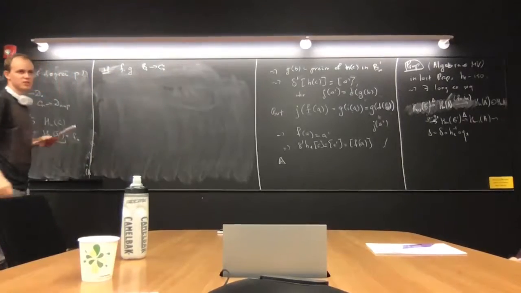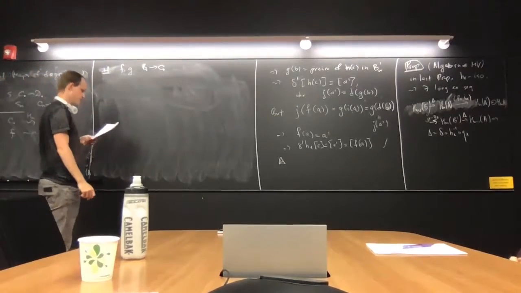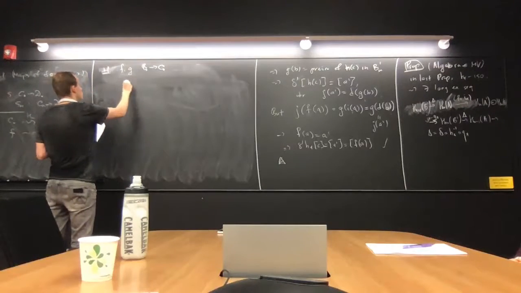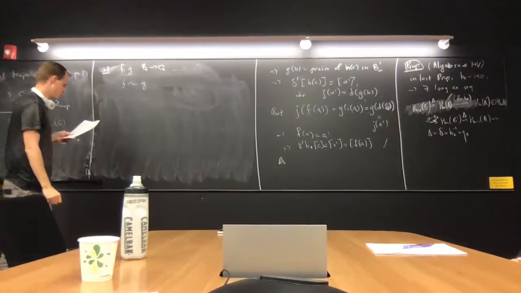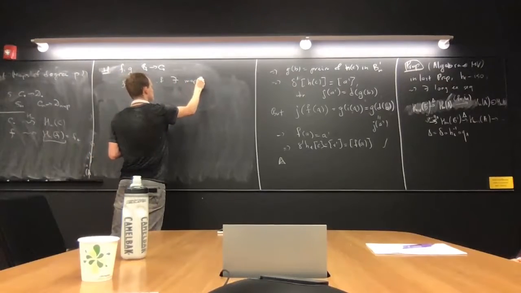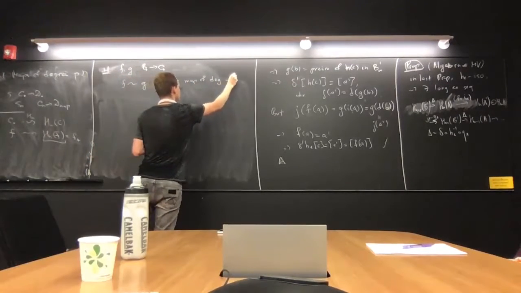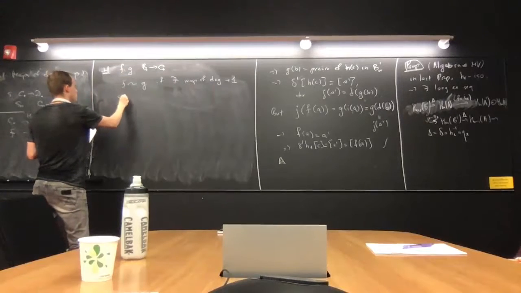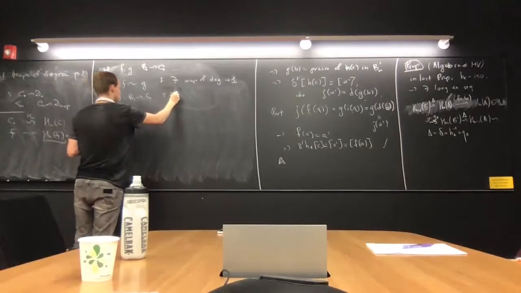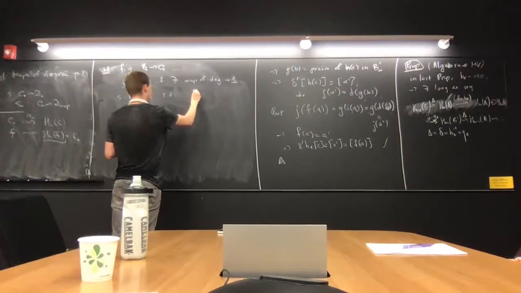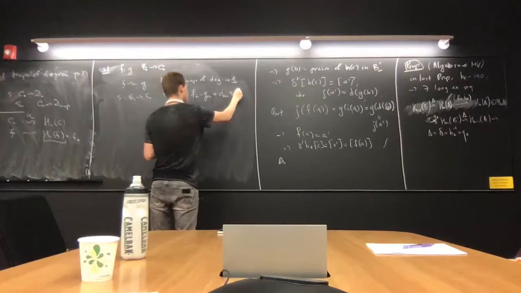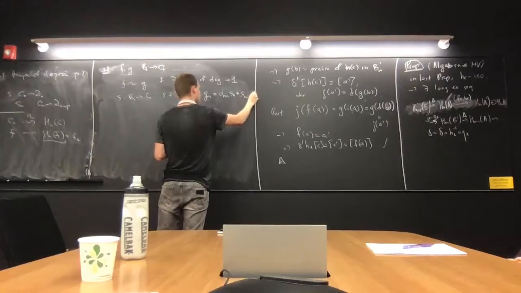Okay, so let's say we have two chain maps, F and G. We say that F is homotopic to G if there exists a map of degree +1 from B to C, such that Fn minus Gn equals Dn plus 1 Sn plus Sn minus 1 Dn.